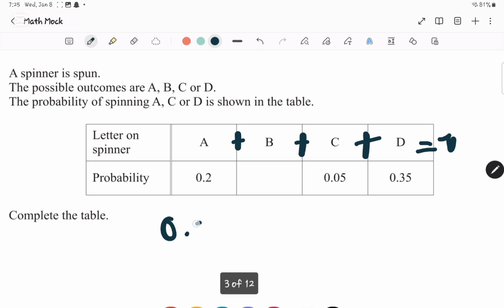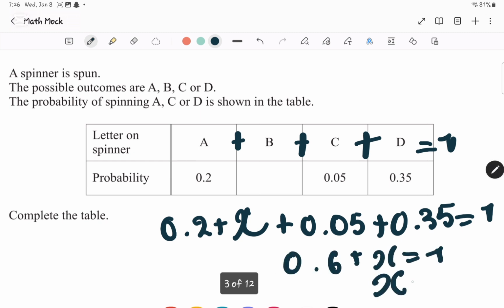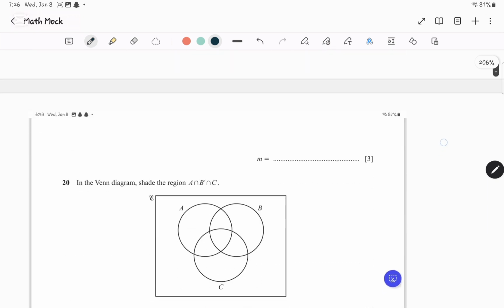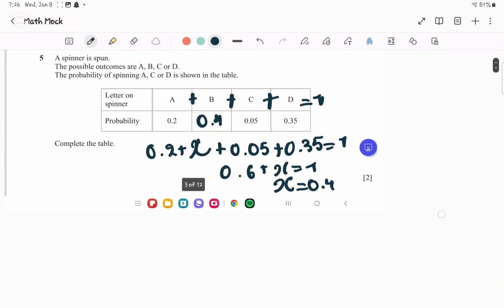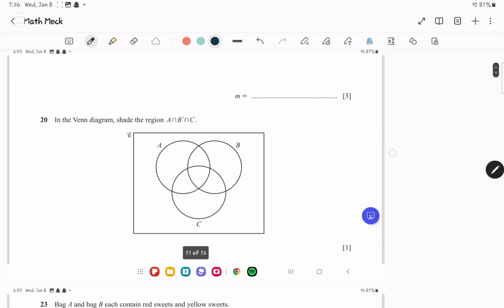Okay, so that means 0.2 plus probability of B, we will call it x, plus 0.05 plus 0.35 is equal to 1. So adding them all together, we are going to get approximately 0.2 plus 0.4, so 0.6 plus x is equal to 1. So that means x is equal to 0.4. That means in B there should be an answer of 0.4. And that is it for question number 5.